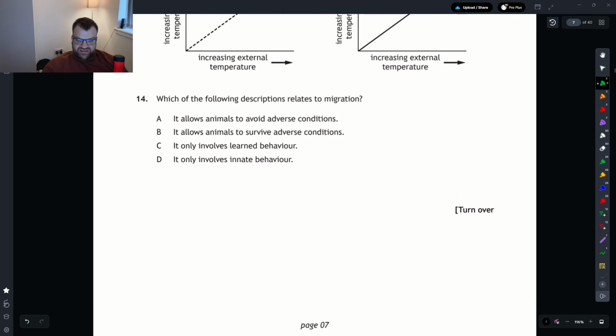Moving on to this, we're talking about migration. That's when they're running away, flying, walking, running away to a different area to avoid the adverse conditions. And then survival ones would be things like hibernation, estivation, daily torpor. All let them survive in that environment. They can survive those conditions.